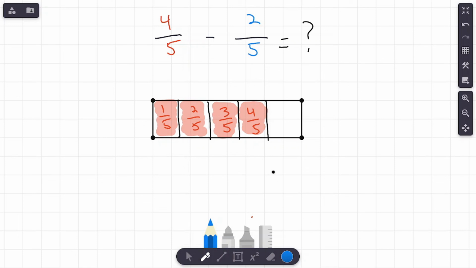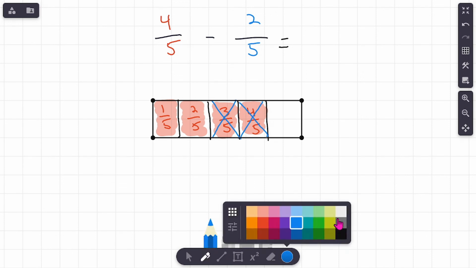I'm not drawing another model and taking away because this fraction, 4/5, I'm taking away 2/5 from it. It's all in the same model because it's 4/5 of one whole. Okay, so let me mark out 2/5. There's 1/5. There's 2/5. Let's see if we can solve it up here before we get our answer in the model.